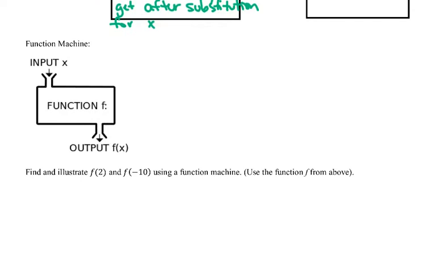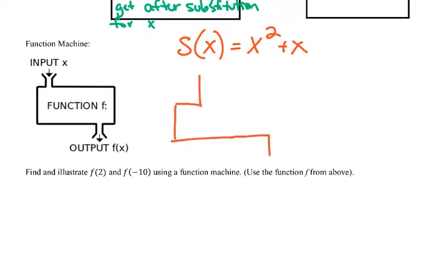This is translated into the same thing as an input-output table. So let's say, for example, you were given the function s of x equals x squared plus 1. Actually, let's change this to x squared plus x. That'll be more fun. If I were to make myself a function machine, and I'm not a very good artist, so I apologize.